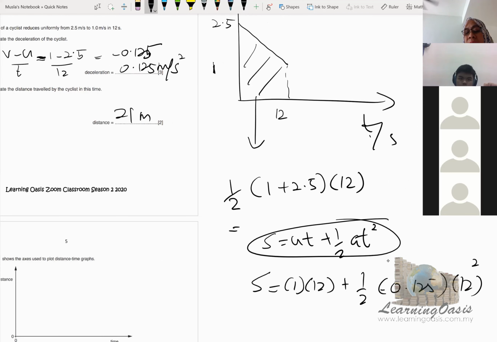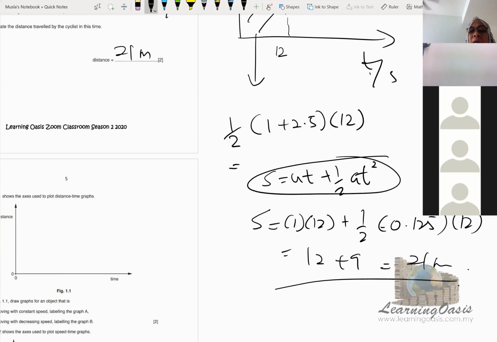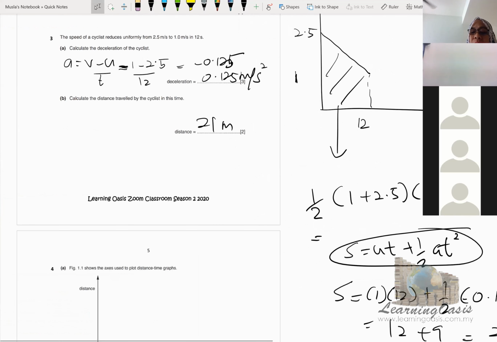So what do you get? You get 12. And then 12 squared is 144, so you get minus 9. So you're going to get 21 meters still. But you don't use this in O level, you don't use s equals to ut plus half at squared. But if you write using that formula, you still get marks. Get it?